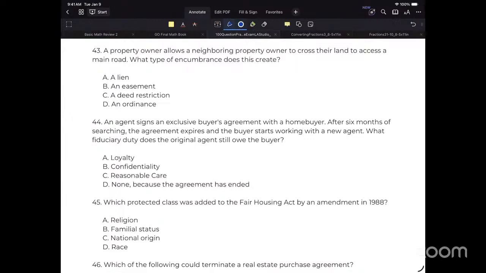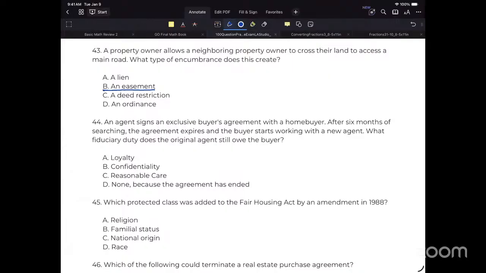A property owner allows a neighboring property owner to cross their land to access a main road. What type of encumbrance does this create? These really are pretty good questions. They're not terrible. All right, Caroline, you were quick with it. You said B. Both of y'all were like, boom, B, an easement. Do we agree? Yeah, we agree. It's an easement.